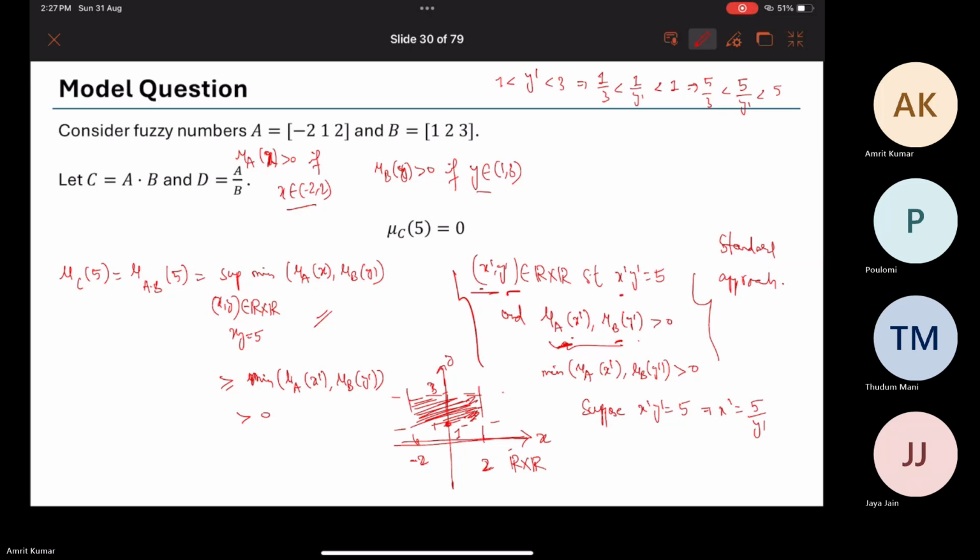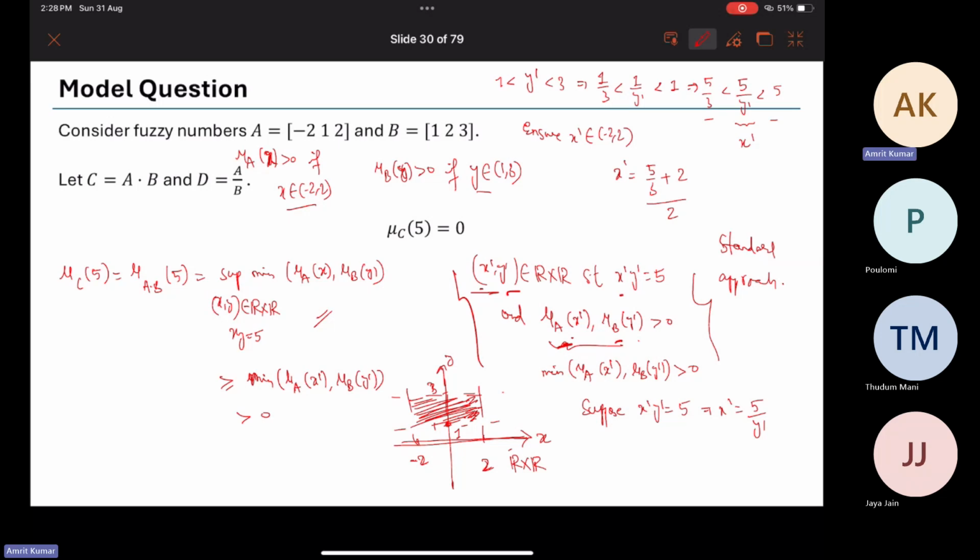And this is nothing but x dash. At the same time, we want to ensure that x dash needs to be between -2 and 2, because we want mu A of x dash to be greater than 0. And we found a range for x dash here as well. So it makes sense to simply take the middle point of 5 by 3 and 2.